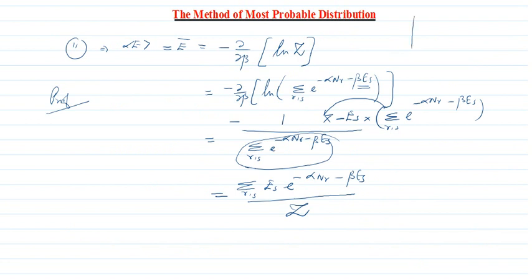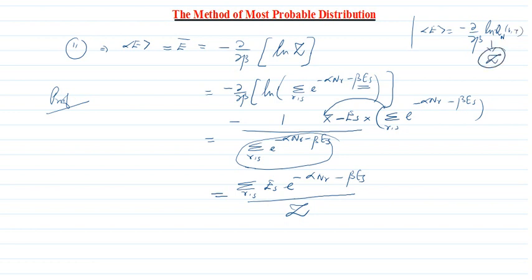Remember, in the canonical ensemble, this was the same thing: the average energy in the canonical ensemble was minus dou by dou beta of log of Q, which we proved for Q_N V T. So instead of Q_N V T, we are using Z here. That's all.